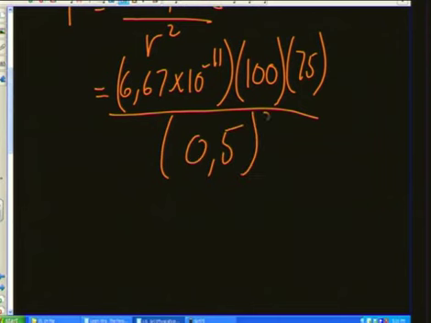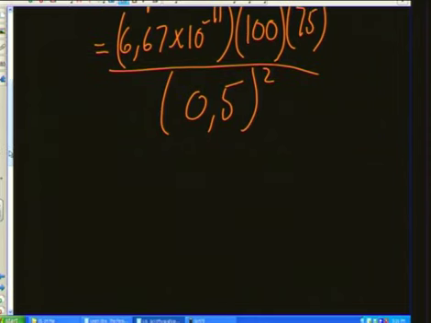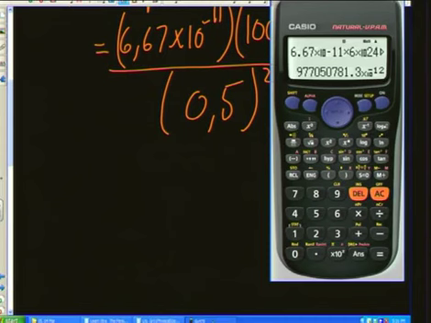0,5, and we must square it. So let's do that. Let's see if our calculator will behave, and we'll check it out in a minute. 6,67 exponent minus 11 times 100 kilograms. Make sure it does do what I say, times 75. Now, divided by 0,5 squared. Okay? That gives me an answer, and again, it's got 0,00, and I don't like those answers.